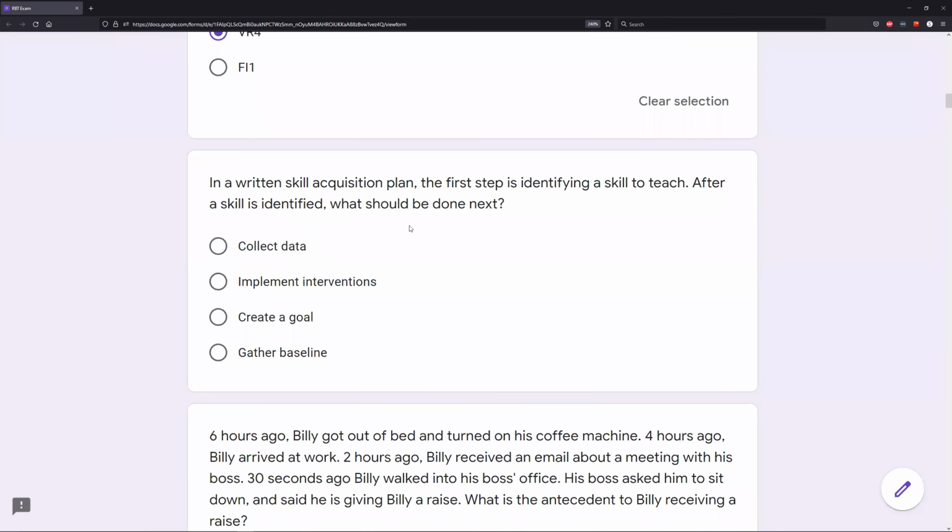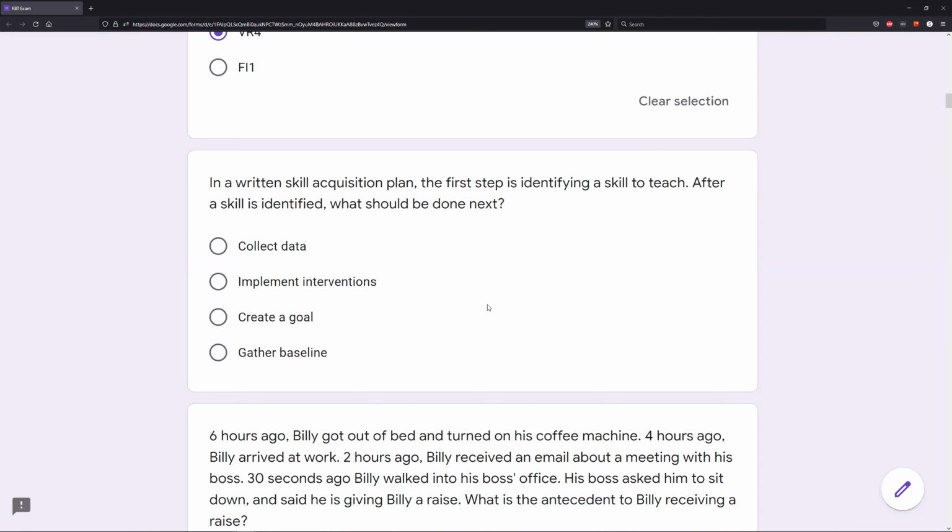In a written skill acquisition plan, the first step is identifying a skill to teach. After a skill is identified, what should be done next? So skill acquisition plan, the first thing we do is identify a skill. After we identify that skill, what do we need to do? Do we collect data? Do we implement? Do we create a goal? Or do we gather baseline?